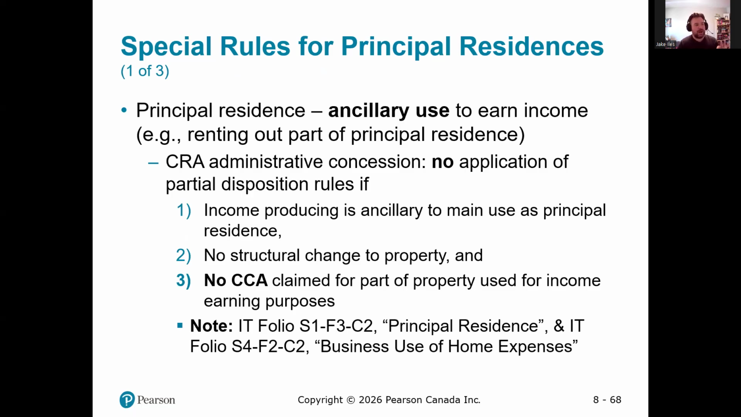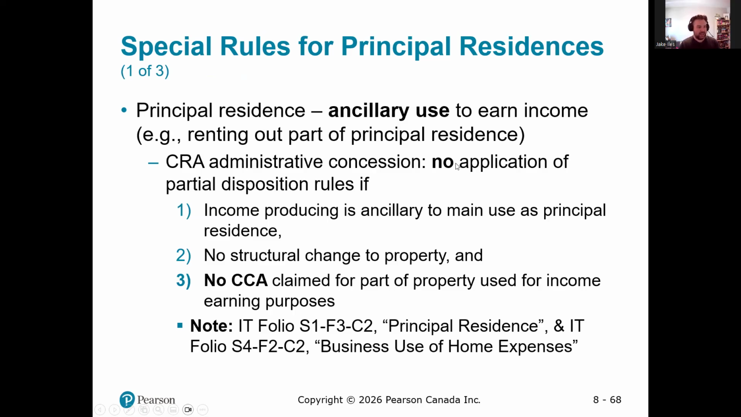But they do allow the principal residence to be extended as long as the rental is only for a short time, maximum 4 years. So let's say I got a job on contract and I have to move away from my home for a couple years. I can rent it out while I'm gone, as long as I intend to come back to it and resume it as my principal residence, then we don't need to declare the application of the disposition rules. So the CRA has a concession.